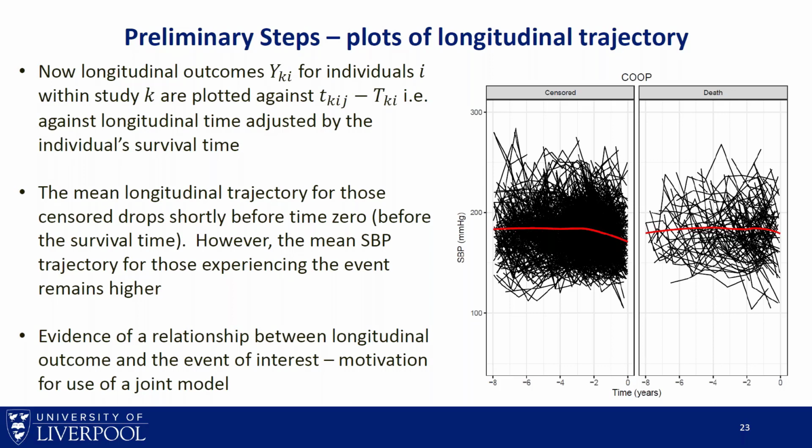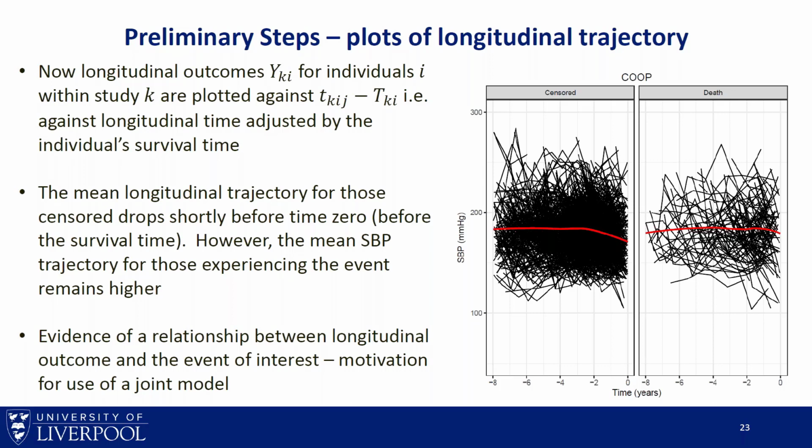This means that we're plotting their trajectory as they're moving towards their event or censoring time. So as we move towards 0 on the x-axis, we can see what happens just before they're censored or just before they experience the event. So we can now see that the mean longitudinal trajectory for those censored drops just before they leave the study, whereas those that experience the event, those that die, remain at a higher level of blood pressure. So we wouldn't have seen this unless we'd produced this plot panelled by event type and adjusted by survival time.